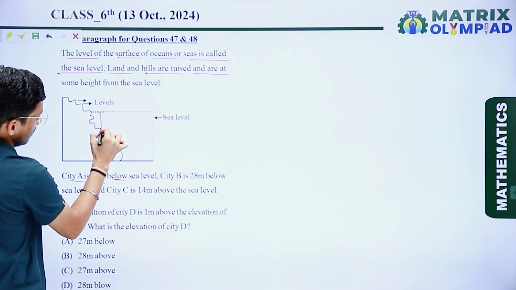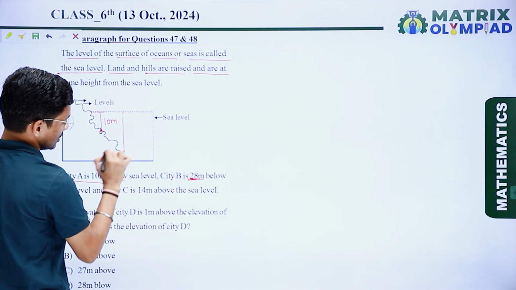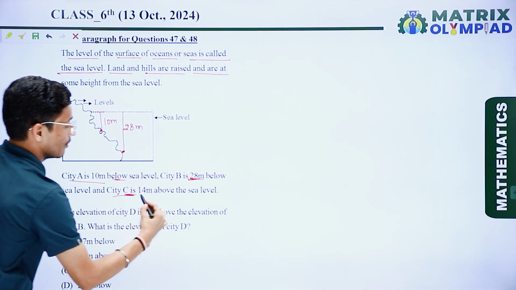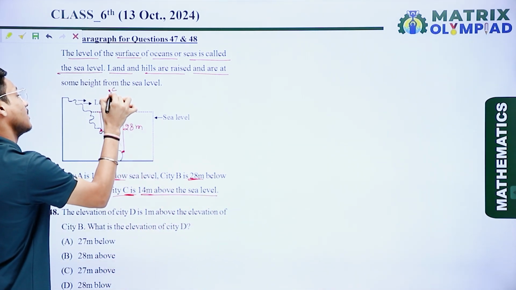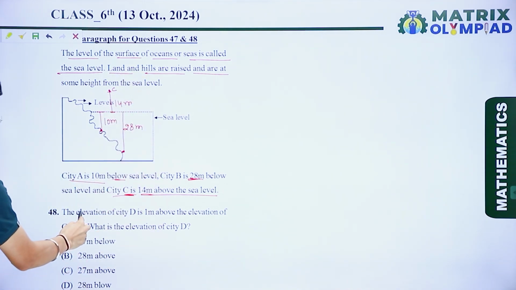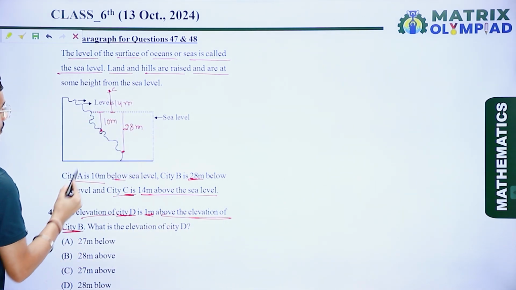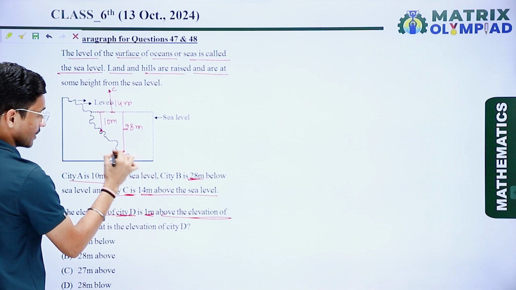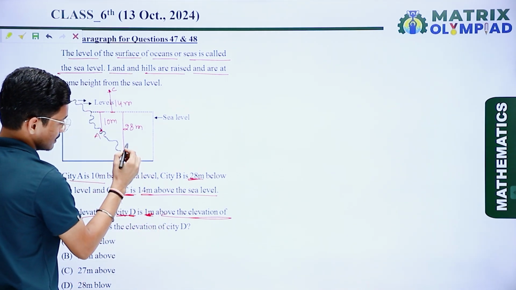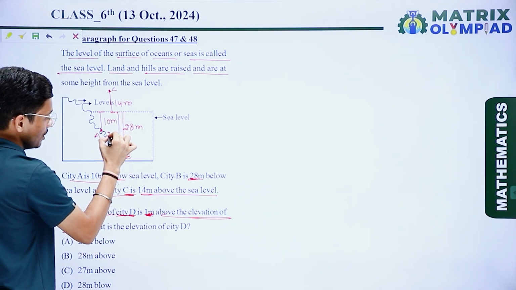So let us assume this is city A. This is 10 meter below, and city B is 28 meter below. So let us assume this is city B, which is 28 meter below, and city C is 14 meter above the sea level. So let us assume this one is city C, and this is the 14 meter above the sea level. Here we have given the elevation of city D is 1 meter above the elevation of city B. So here we have given city B, that is here, and city A, that is here. City D is 1 meter above. It means, let us assume here we have given city D. So the distance from city D, that is 27 meter.